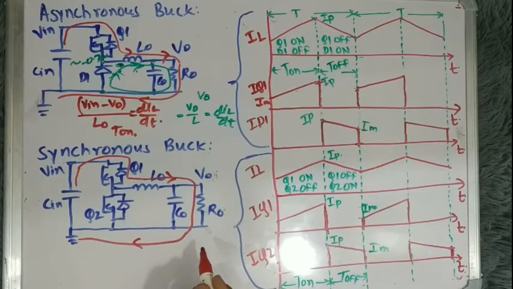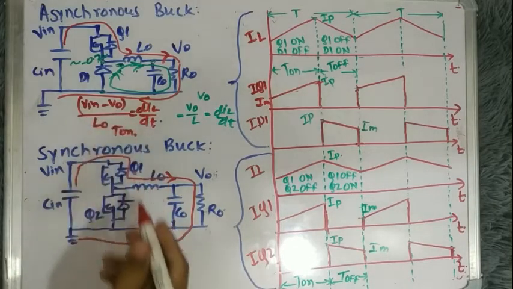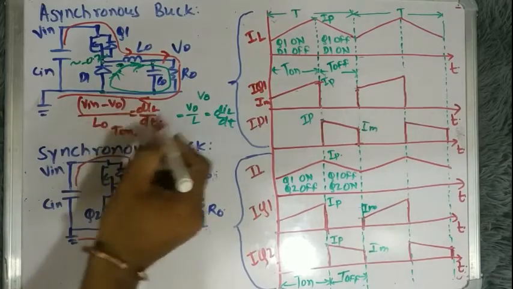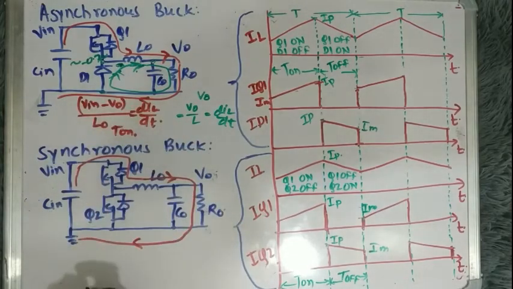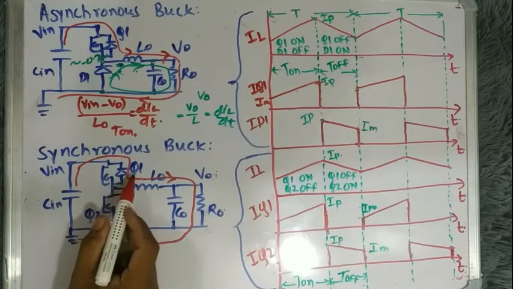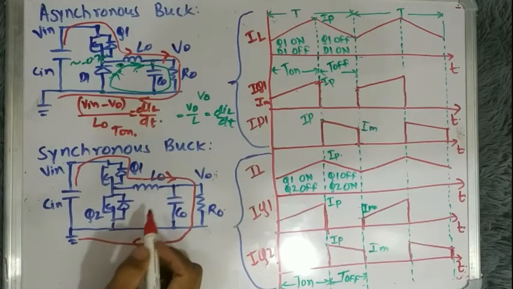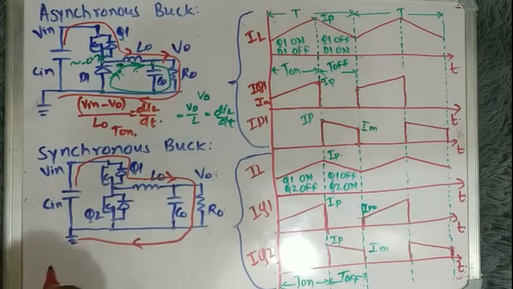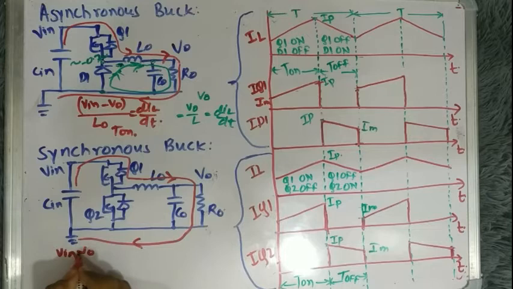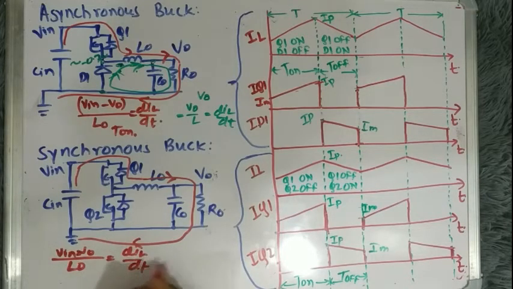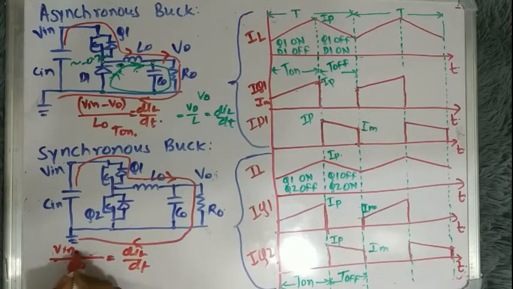This is the valid equation during time t on for the synchronous buck configuration also, because since Q1 is turned on, Vin is appearing across this terminal and VO is at this terminal of the inductor, right? So Vin minus VO upon LO is equal to dIL by dt. This is the slope equation for the inductor during time t on for the synchronous buck configuration also.